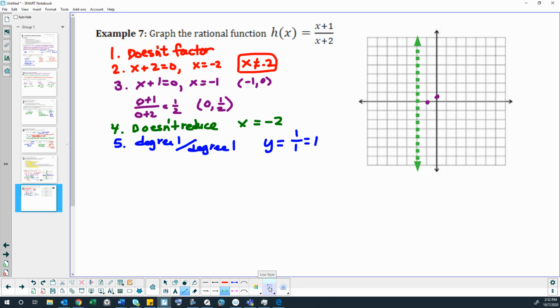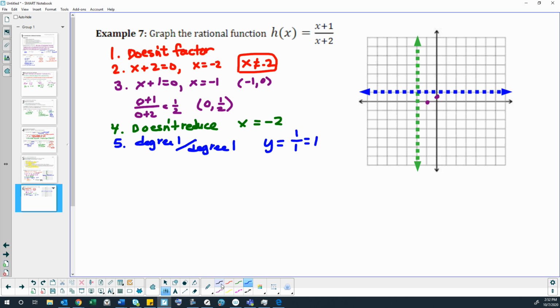Let's go ahead and throw in that horizontal asymptote right here. Oh, I put it in the wrong place. I put it at 0, when in fact it goes at 1, because those were our leading coefficients, right?